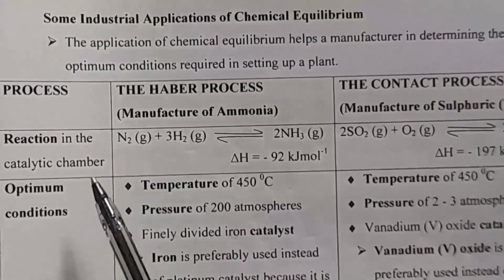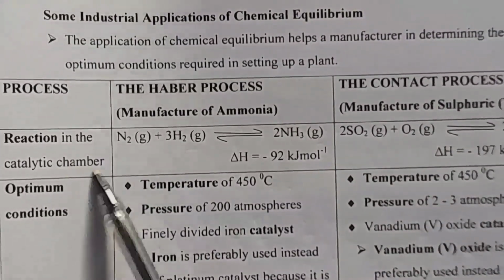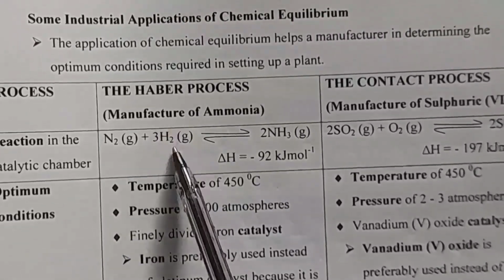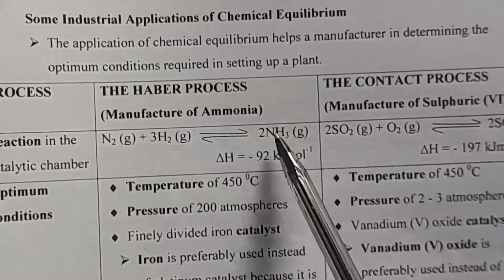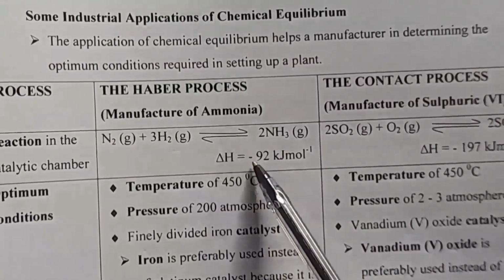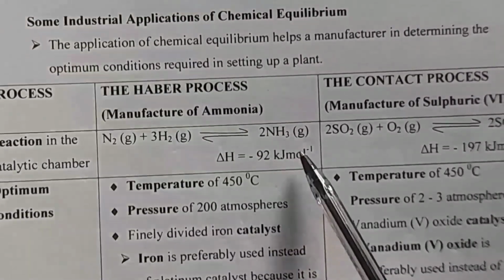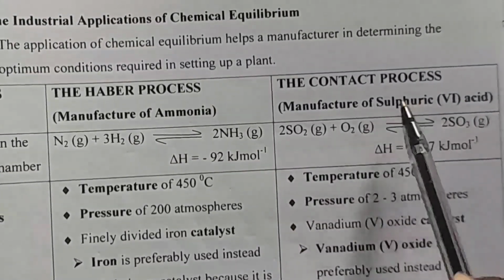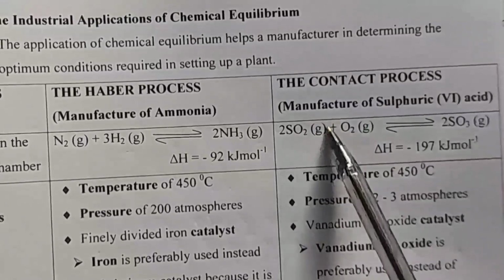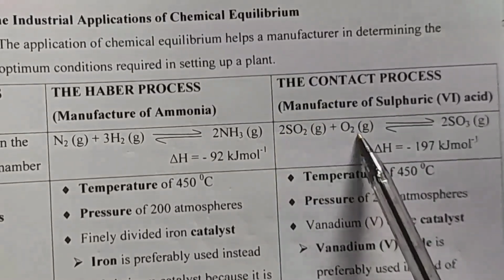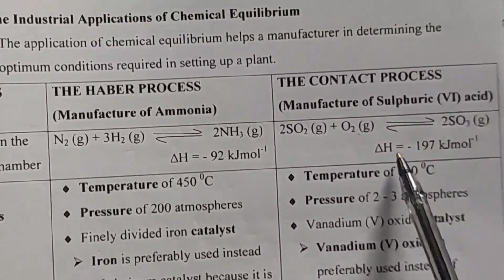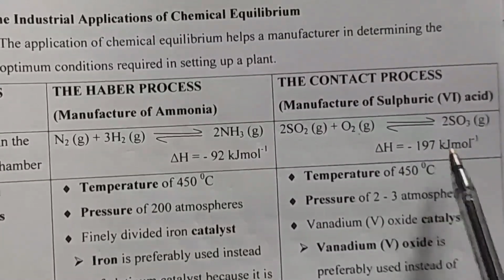So the first step, we are going to see the reactions in the catalytic chamber. Here we are having nitrogen gas reacting with 3 moles of hydrogen gas, giving us 2 moles of ammonia gas. And the enthalpy change for this reaction is negative 92 kilojoules per mole. In the catalytic chamber of the contact process, we are having 2 moles of sulfur dioxide gas reacting with 1 mole of oxygen gas, giving us 2 moles of sulfur 6 oxide gas. The enthalpy change there is negative 197 kilojoules per mole.